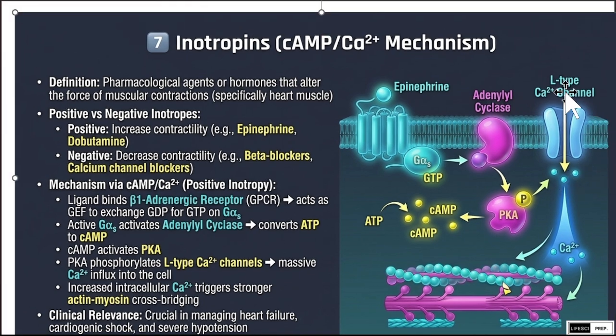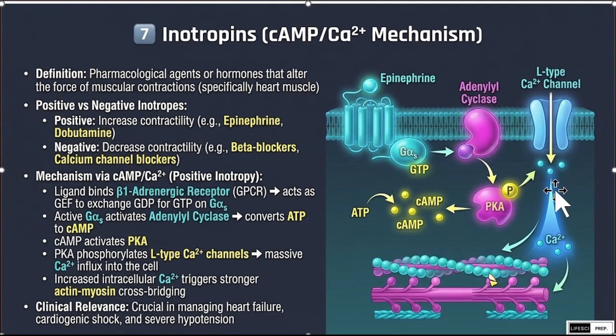Due to that, the calcium enters the cell and increases the calcium level. Due to the increase in intracellular calcium level, it triggers strong actin-myosin cross-bridging. Here, clinical evidence: crucial in managing heart failure, cardiogenic shock and severe hypotension.